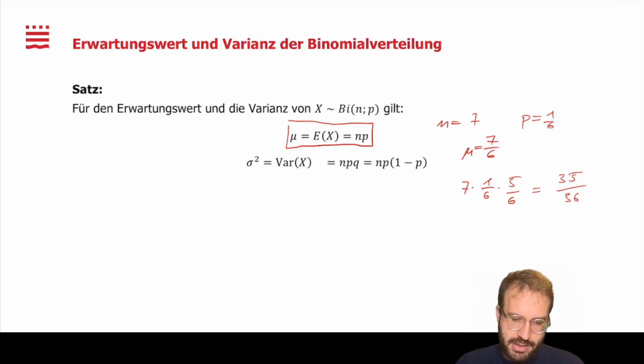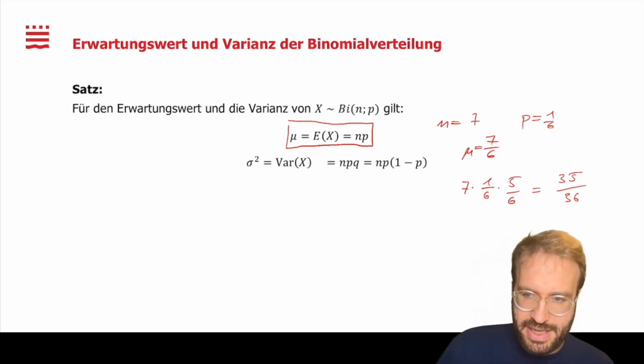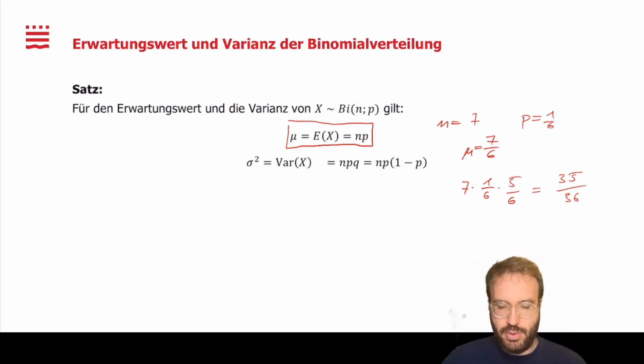Recognize when a situation involves a binomial or hypergeometric distribution, calculate probabilities, and the expected value and the variance. And yes, so what should you take with you? You should be able to recognize when a situation involves a binomial distribution or maybe a hypergeometric distribution, and then be able to calculate the probabilities, that is, the distribution, as well as the expected value and the variance by using the formulas.